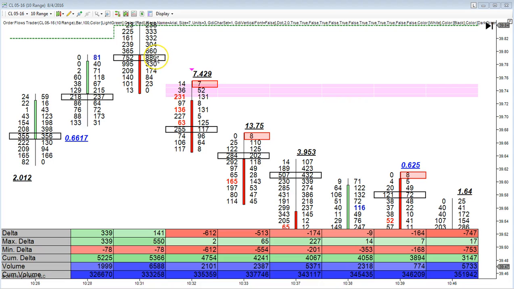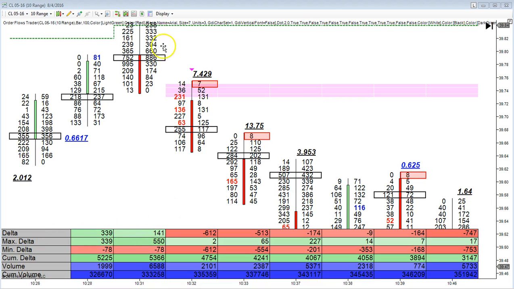You see here, this is crude oil. This is a crude oil 10 range chart, and this green line is the high. It's an indicator you could get on NinjaTrader for free. It's current open day high low. I like to see where the highs and lows are. And you come up into the high and your delta, which is 141.